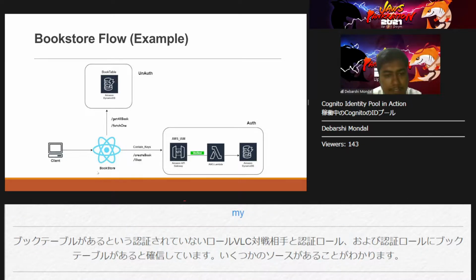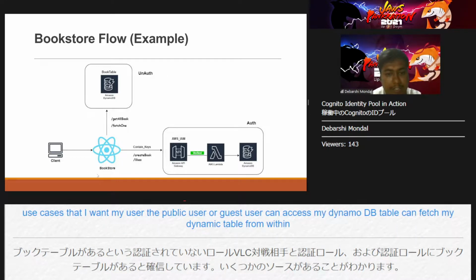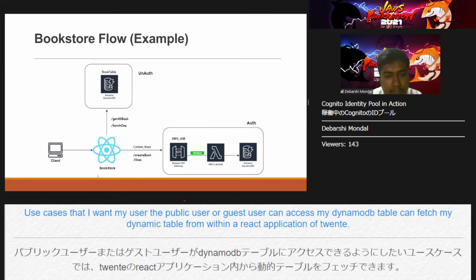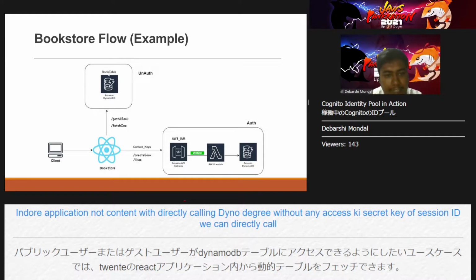My use case is that I want my user, the public user or guest user, to access my DynamoDB table and fetch it from within the React.js application, the front end. So here you can see in our bookstore application, in our front end, we are directly calling DynamoDB without any access key, secret key, or session ID. We can directly access these resources within our React.js application.